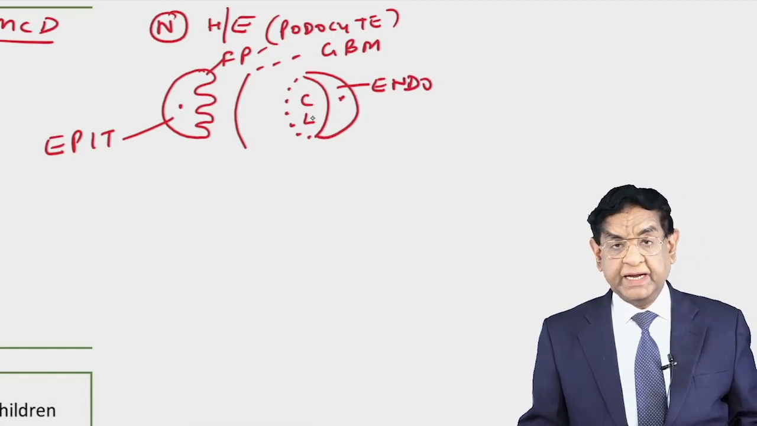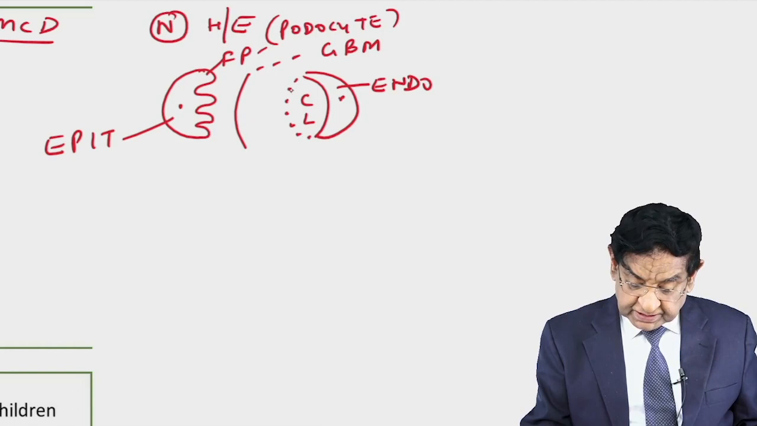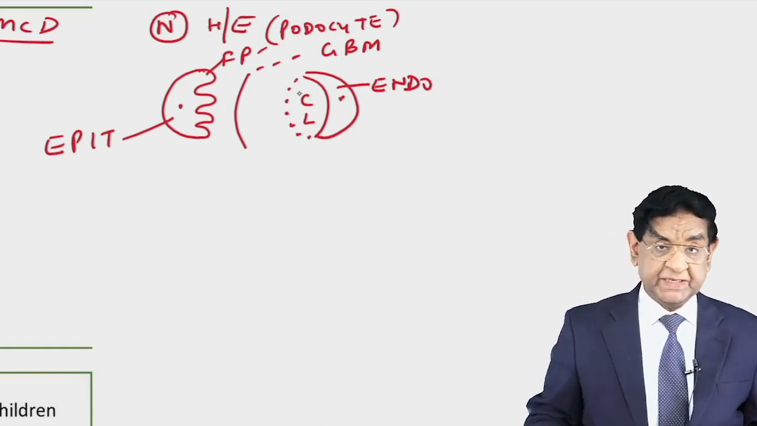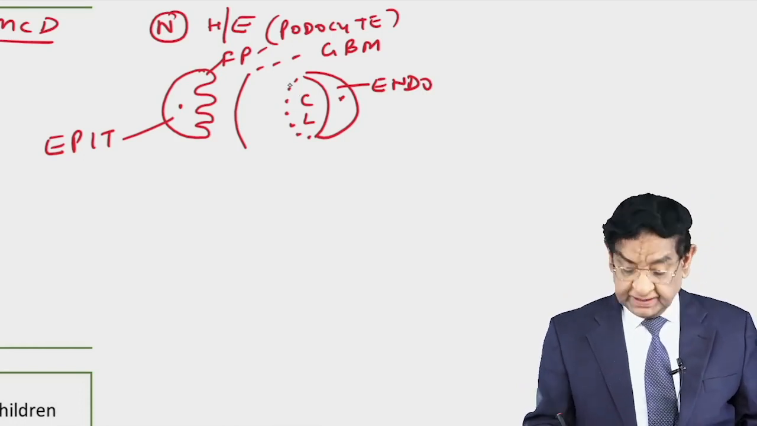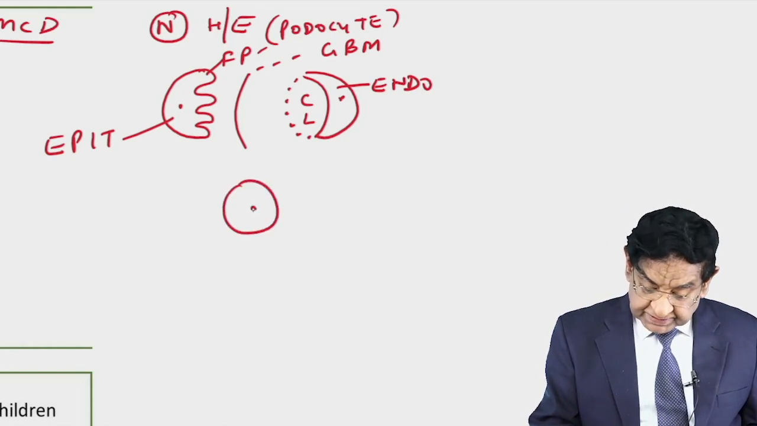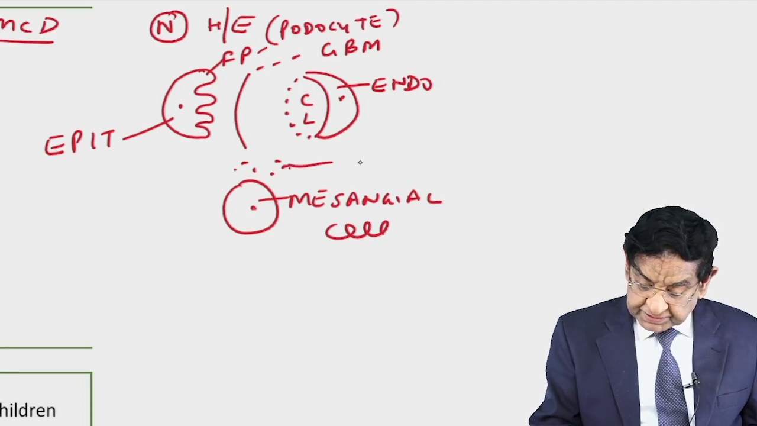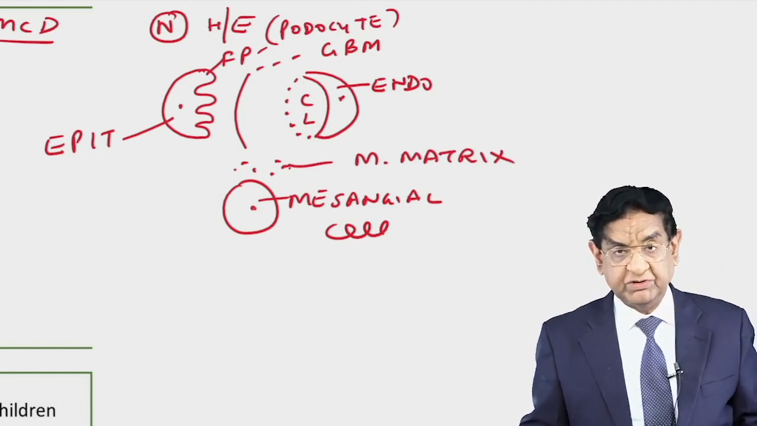CL is the lumen of the capillary where the blood is flowing, and here you can see this cursor going on. This is the wall of the capillary which is facing toward the basement membrane, and it is this which has got pores, and the supporting cell is the mesangial cell. And this is the mesangial matrix, which is nothing but the supporting connective tissue. This is the normal histology.